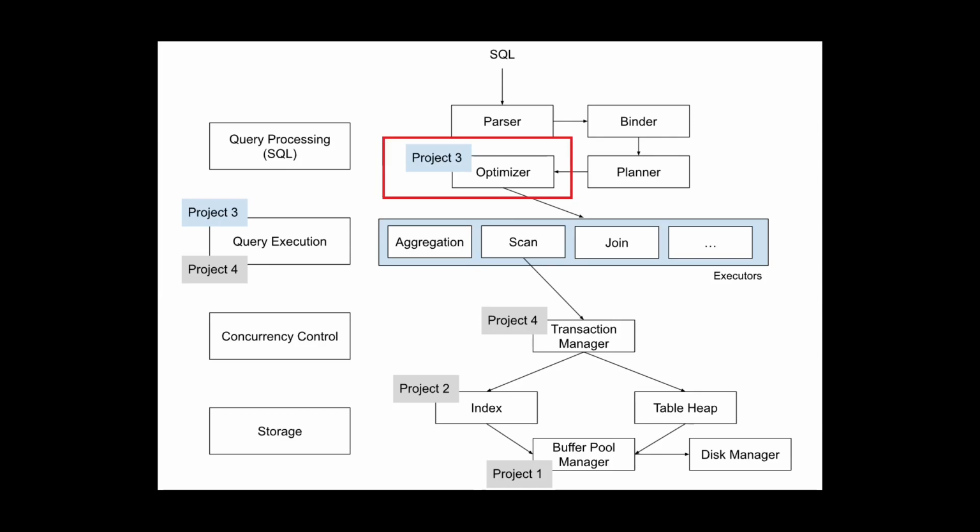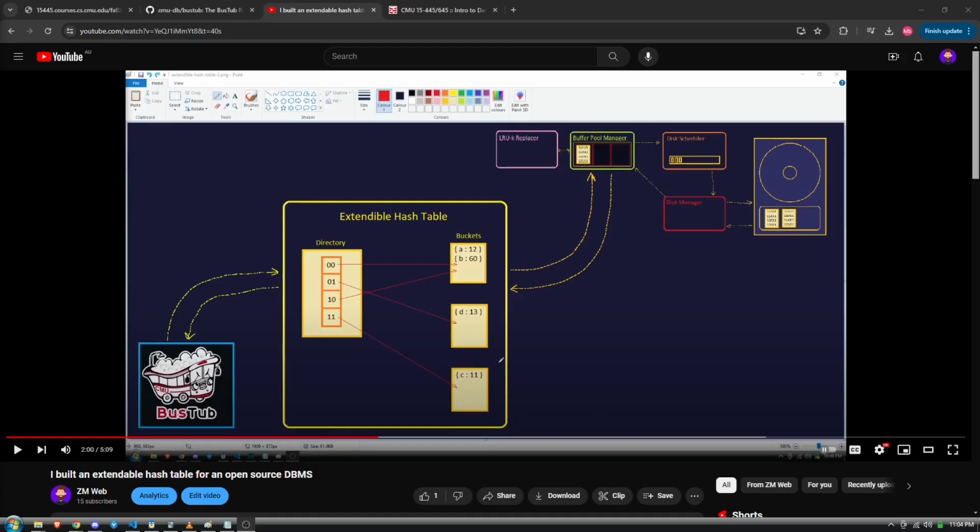I also implemented some optimization rules as part of the optimizer component. These query executors make use of the extendable hash table from assignment 2, which I've already implemented, so if you haven't seen that video, the one that's on the screen right now, go check that out.